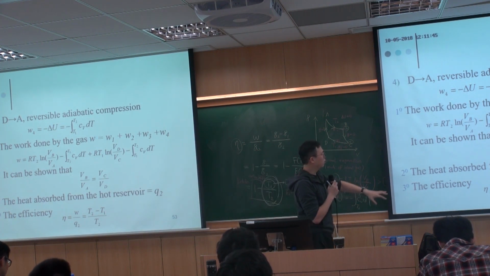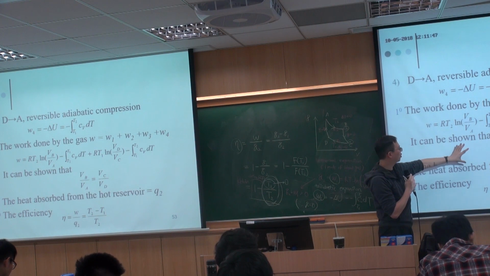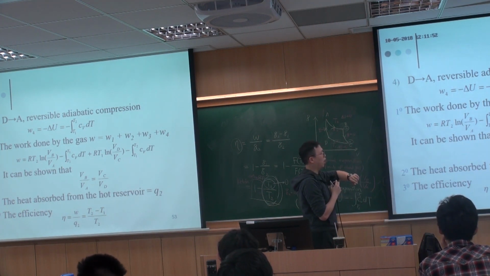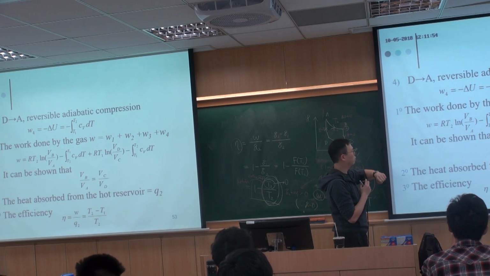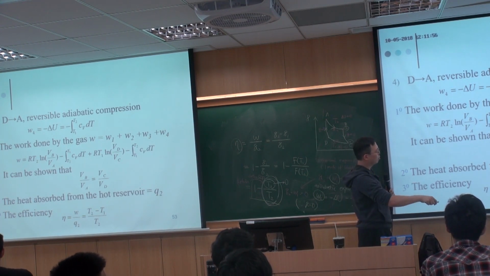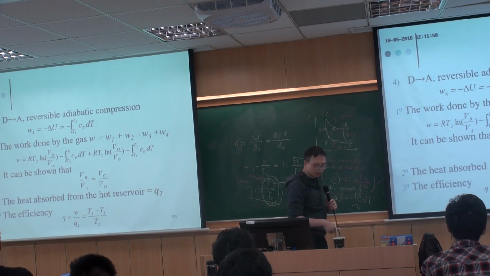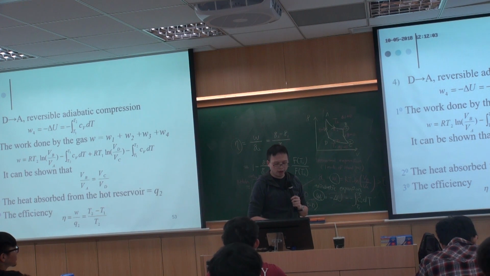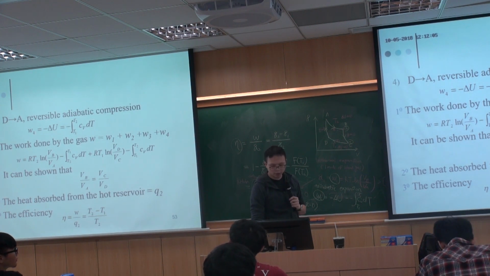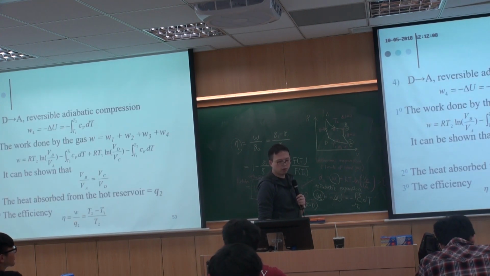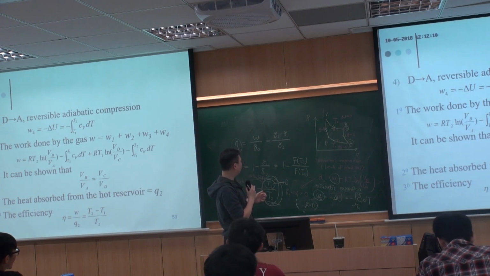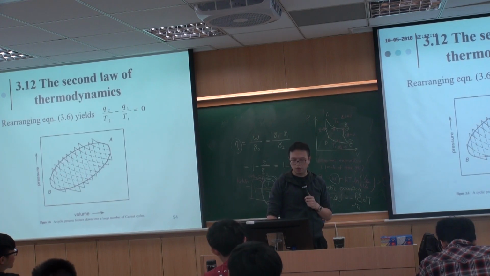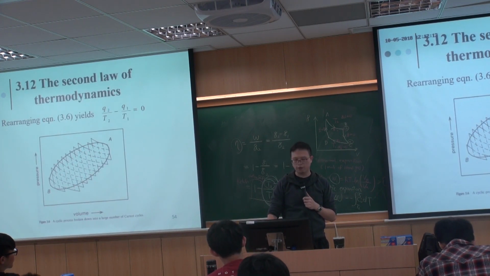So actually, the hardest part is to show that VB over VA is VC over VD, and use the law of ideal gas to convert that ratio to the temperature, which maybe next time I'll go into more detail, but if you want, you can go through that. It's also in the textbook. So eventually, we have the Carnot cycle efficiency like this. I guess I'll stop over here, and next week we will talk more about the second law of thermodynamics.